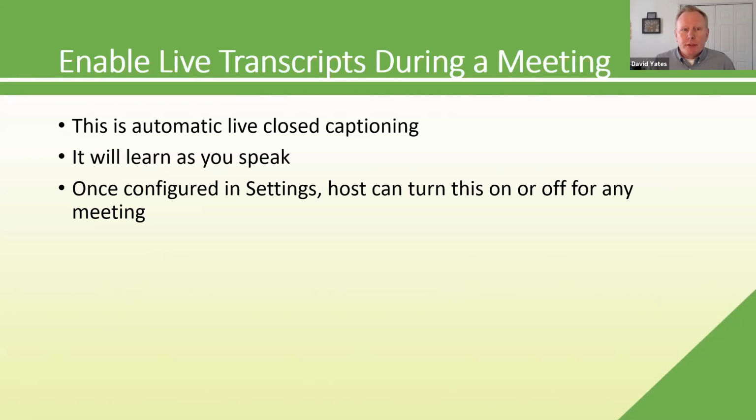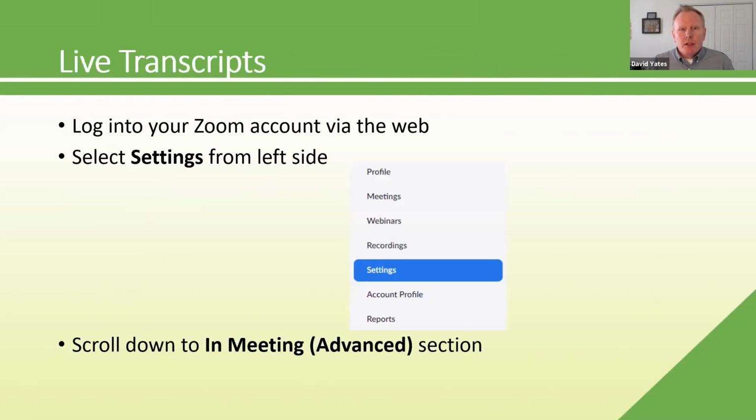In order to do this, you're going to log into your Zoom account via the web portal. When you come in, you're going to look over on the left side of the screen and go down to settings. Select settings, and then scroll down to the In Meeting (Advanced) section. You'll be scrolling down that page at least halfway or so.